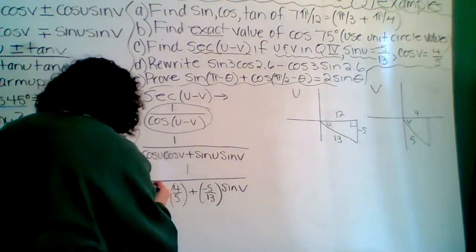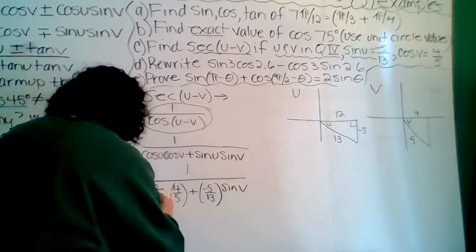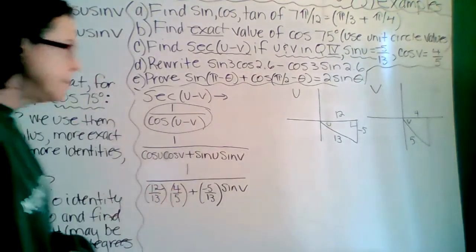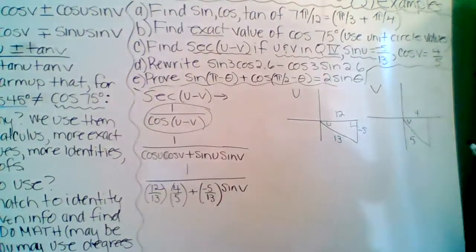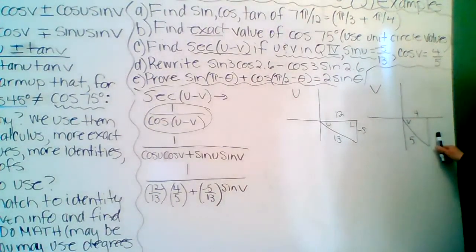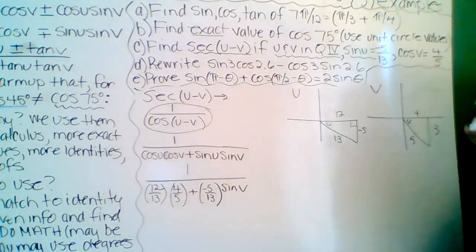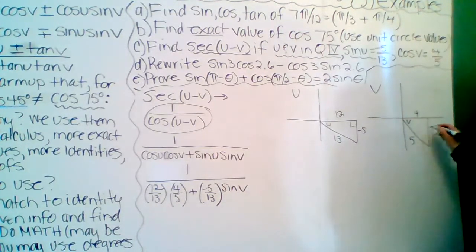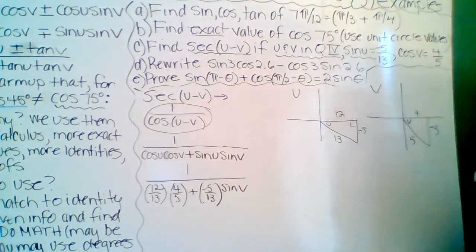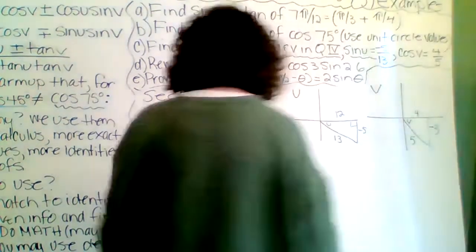And I'm going to put it right here for cosine of U. Notice in my picture of V, I can find this third side by using the Pythagorean theorem. It's a 3 and it's negative. That's why we needed to know about the fourth quadrant. So sine of V, I now know for my picture, is negative 3/5. And I'm going to put it right here.